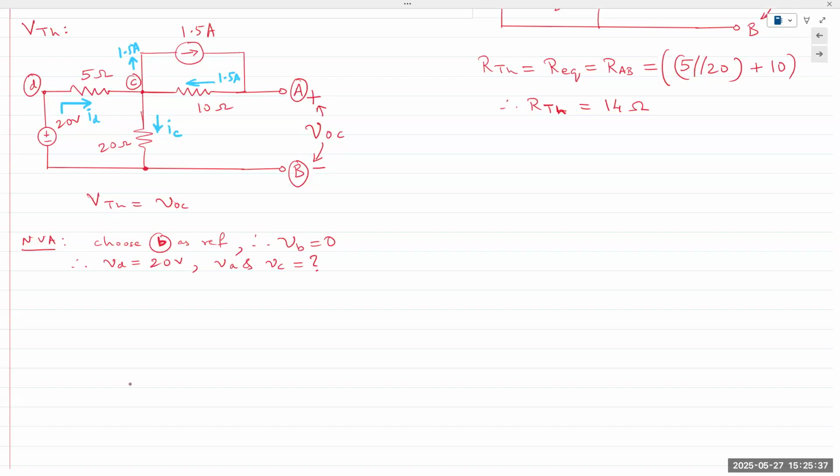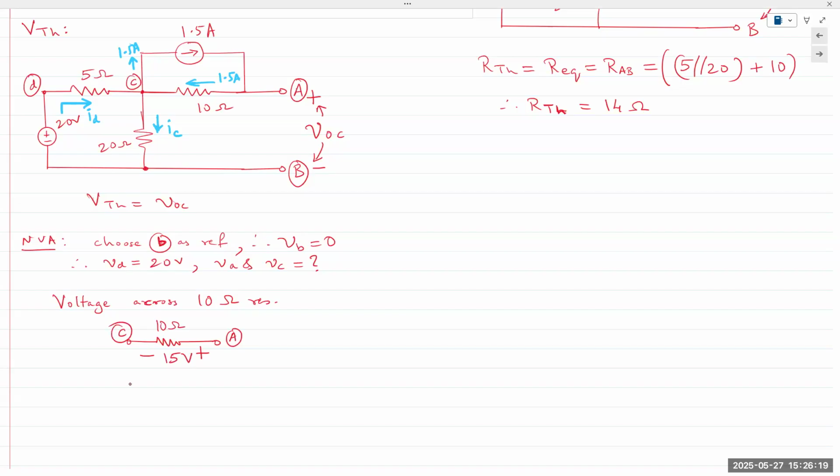So voltage across 10 ohm resistor, which side is the plus and which side is the minus? Is the plus on the left or is it on the right? So on the right, absolutely. Because current's entering from the right. And so here we have 15 volts. This is A and this is C.